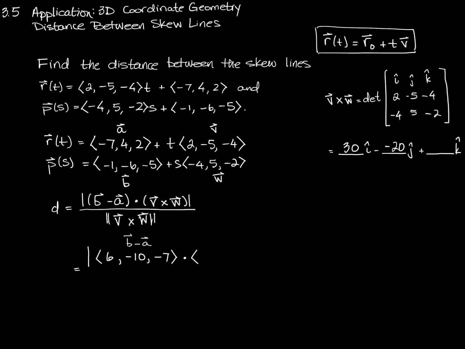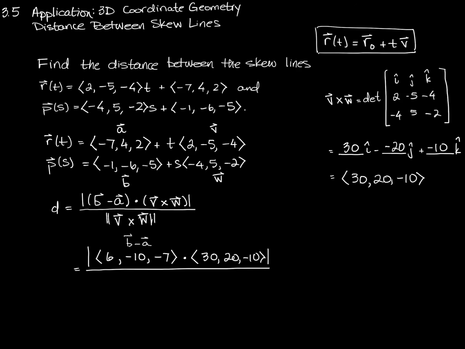And then the last one, I'm going to cross out the K column. I get 2 times 5 is 10 minus positive 20. 10 minus 20, that's negative 10. So this vector is 30, 20, negative 10, because that was a minus a negative. And that's going to go in here, 30, 20, negative 10, and then I will still need to divide by the magnitude of V cross W.